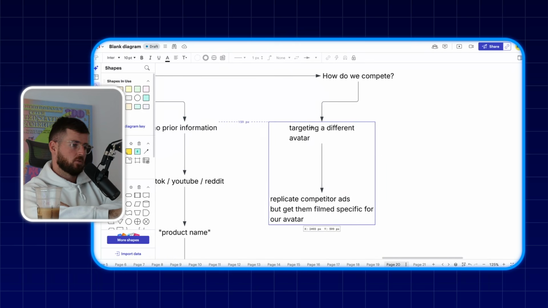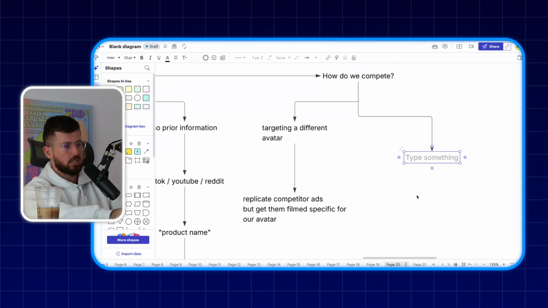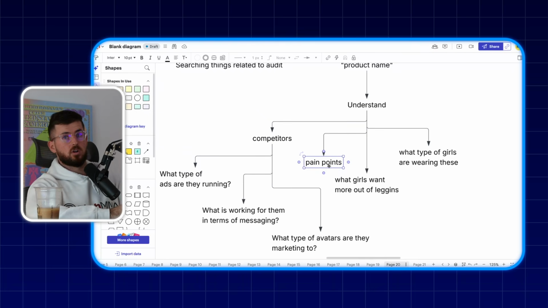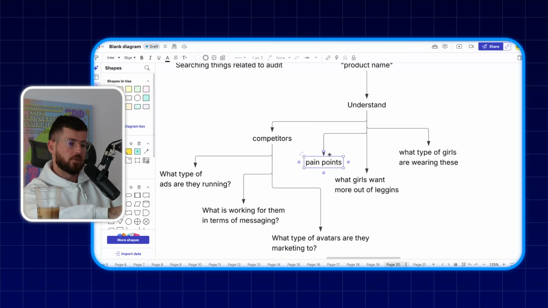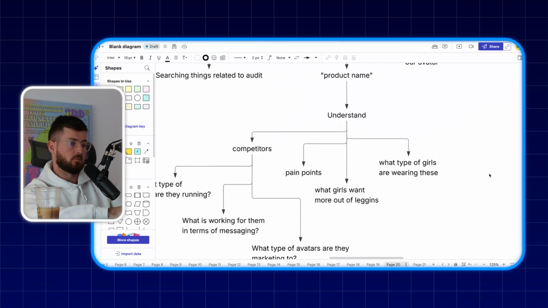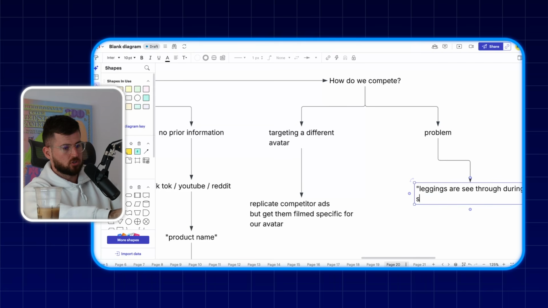But let's say that's too easy for you guys. Let's make it a little more difficult. Let's say we do want to go after a problem. So the next question is, okay, we're going to go after a problem. Maybe our leggings are squat proof. If our leggings are squat proof versus other leggings that are not squat proof, that makes a substantial selling point for us. So here we're going to go after a problem. This would be squat proof, or leggings that are see-through during squats.